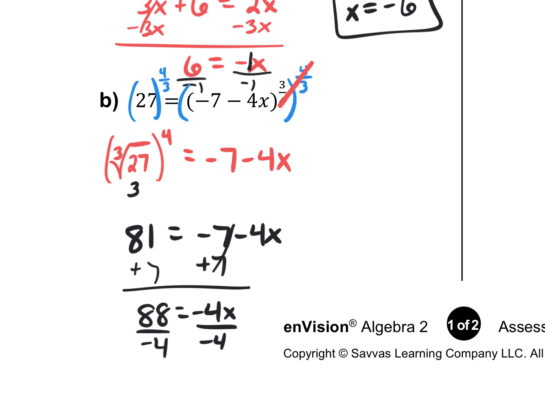Divide by negative 4. X equals negative 22.